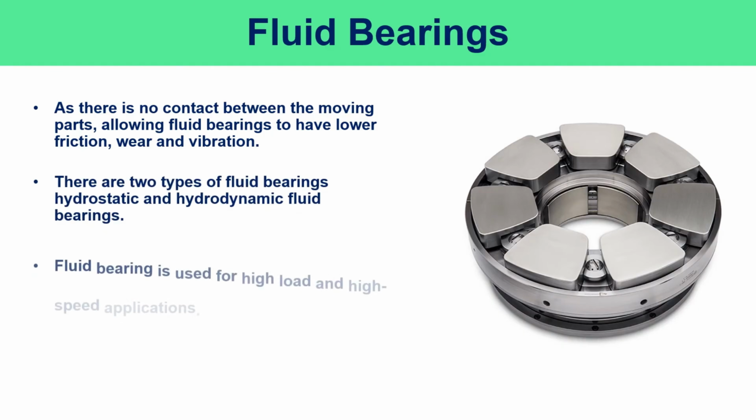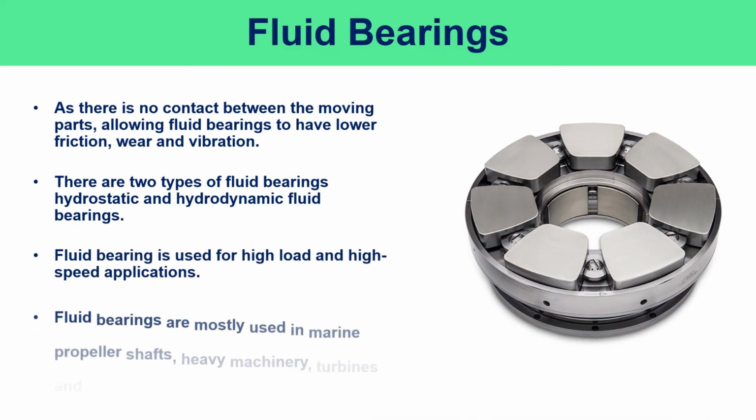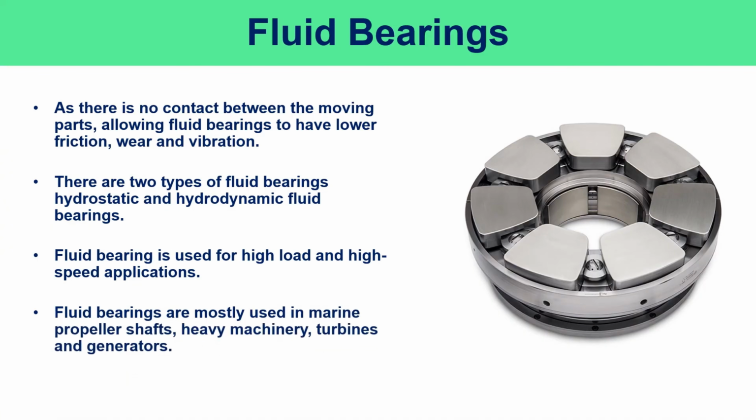Fluid bearings are used for high load and high-speed applications. Fluid bearings are mostly used in marine propeller shafts, heavy machinery, turbines and generators.